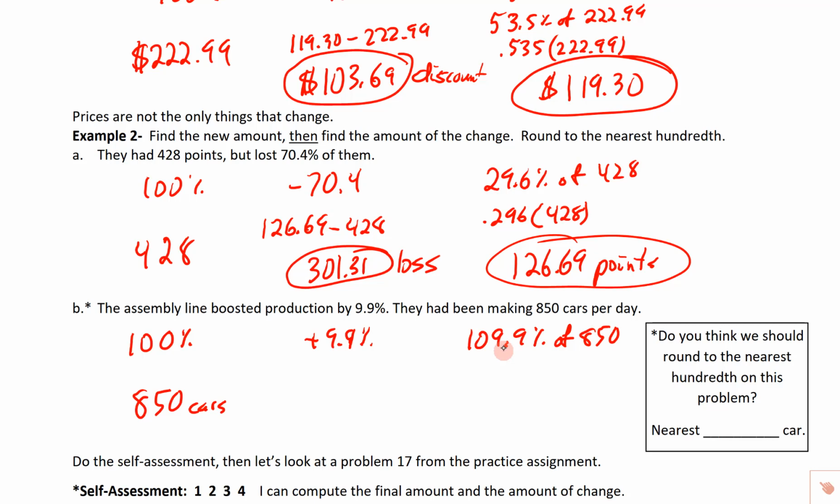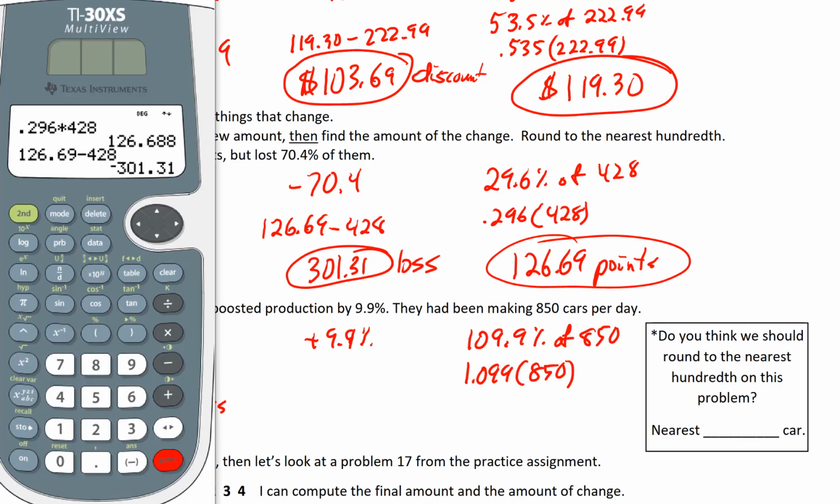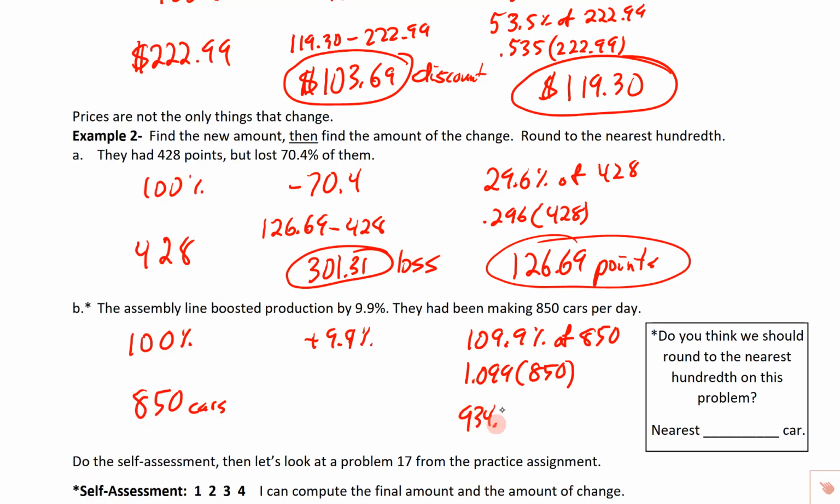So let's throw this in the calculator, but we've got to move this over. So this is going to be 1.099 of, and of means times, so of 850. So we'll multiply those together. Grab the calculator. Let's see what we get. 1.099 times 850. And we end up with 934.15. So I'm going to write down 934.15.